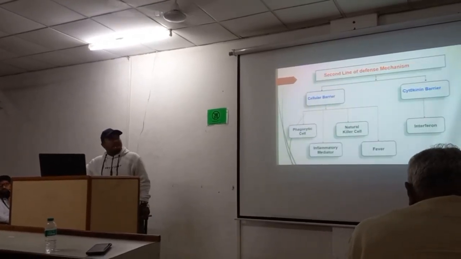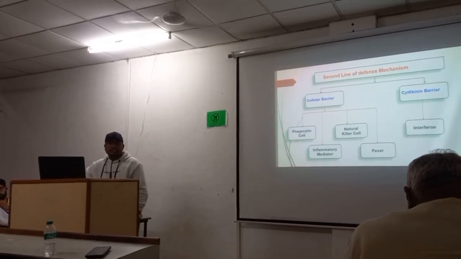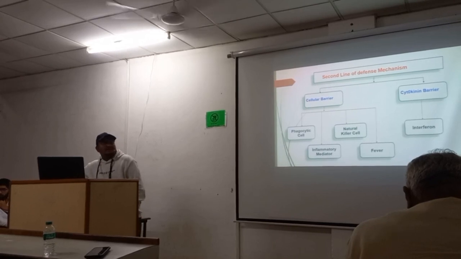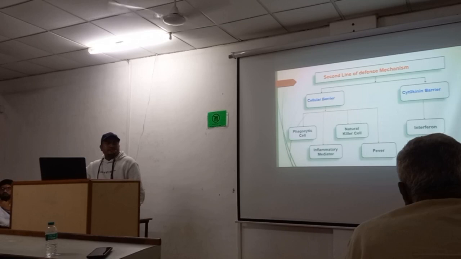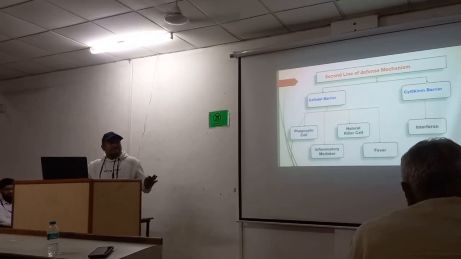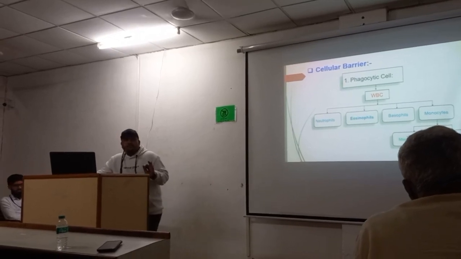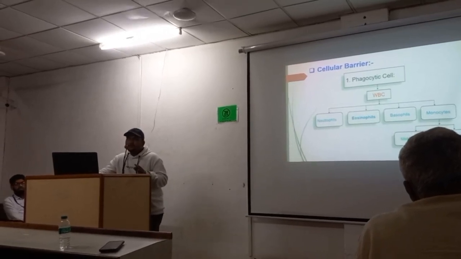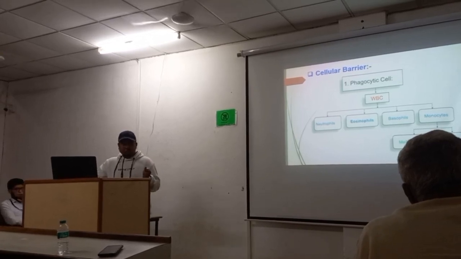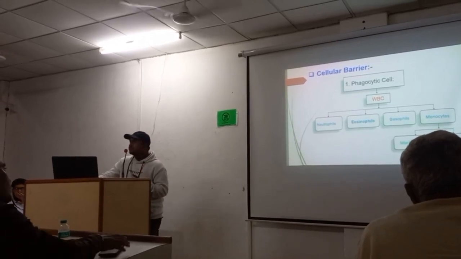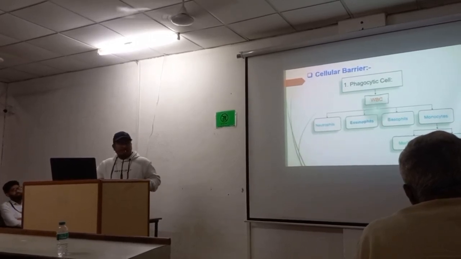Second line defense contains two parts, cellular barrier and cytokine barrier. Cellular barriers are divided into four parts, phagocytic cell, inflammatory mediator, natural killer cell, and fever. Cytokine barrier includes interferon. Phagocytosis is mostly done by neutrophils and monocytes, which are parts of WBC. Eosinophils and basophils are also types of WBC, but they do not perform phagocytosis.